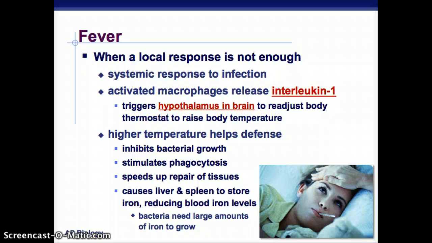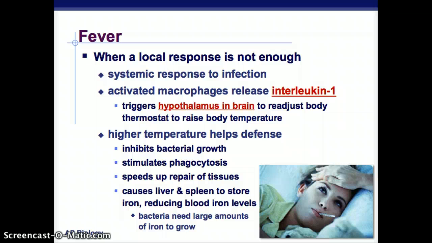Alright, so when a local response is not enough, that's when a fever will kick in. So that's why you often get a fever when you're sick. It's a systemic response to infection. What happens is those activated macrophages, the ones that have received the signal there's something out there to be eaten, release interleukin-1. And that triggers the hypothalamus, part of your brain, to readjust your body temperature to raise it. So that causes your fever.